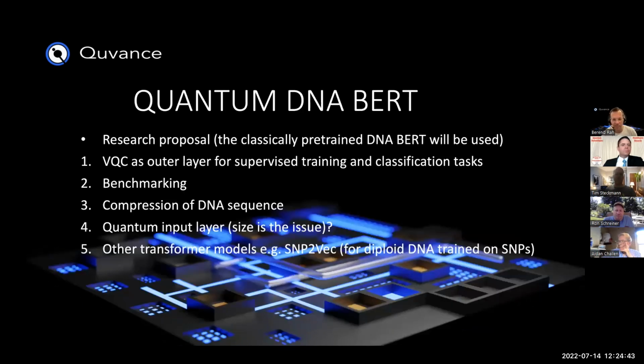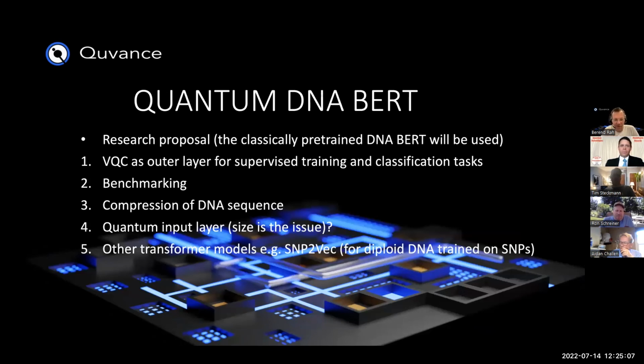Right, so my proposal is therefore to look at some kind of outer layer that would probably be a variational quantum circuit, but there are other quantum gates, and I'm grateful for any suggestions. Obviously, you would have to benchmark this, because maybe it's a pointless exercise, maybe it's not, maybe there's an advantage. We would have to compare it against a classical layer.